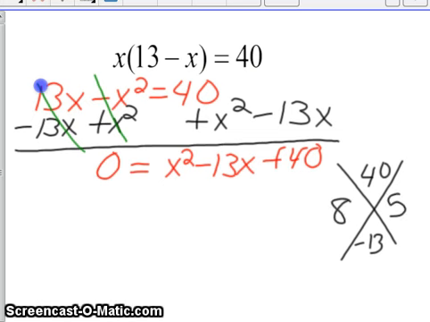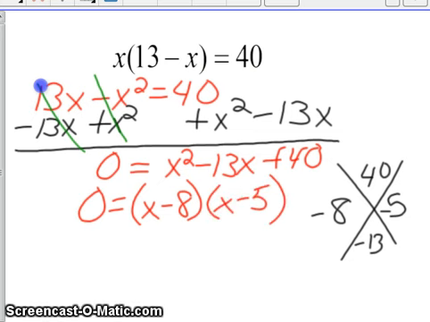So my signs have to be the same because C is positive. My signs have to both be negative because B is negative. So they are both negative. So I'm going to substitute my magic numbers into the problem. Since this is an easy problem, I just have to plug them into the parentheses. So I have done step two, which is factor.